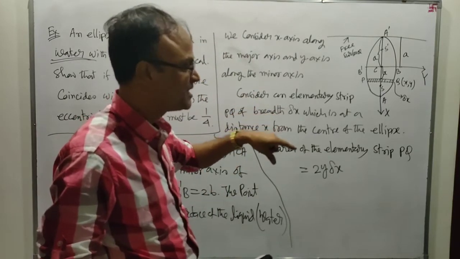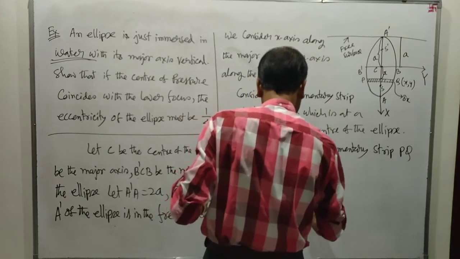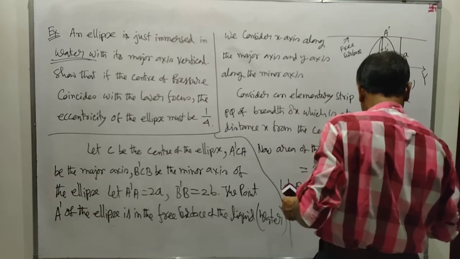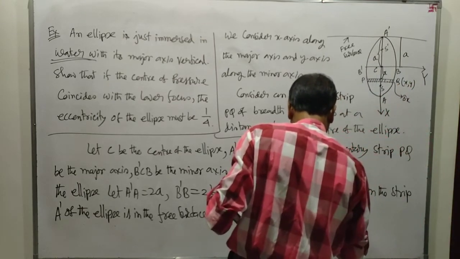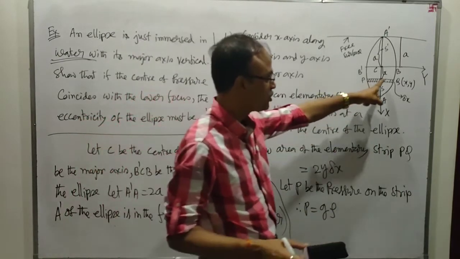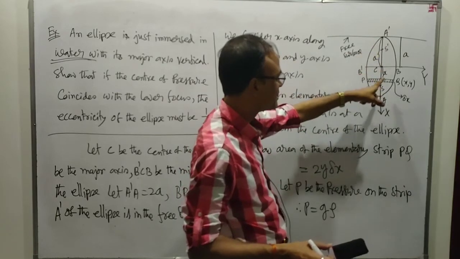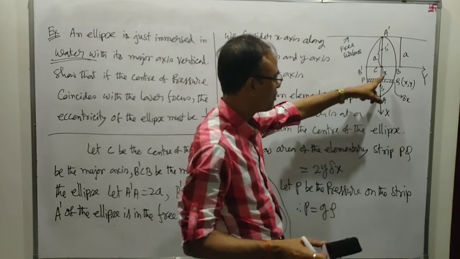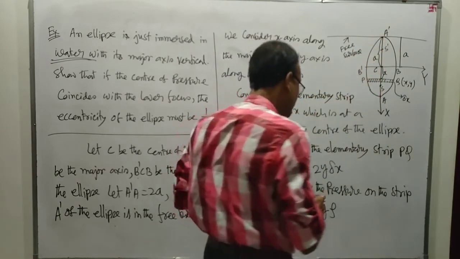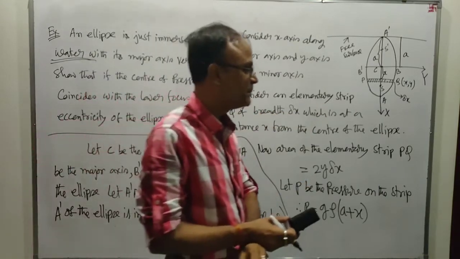Now, pressure on the elementary strip. Let P be the pressure at the strip. Therefore, P equals g rho into the distance of this from the free surface. What is the distance of this? The distance of PQ from the center is x, and from the center to the free surface it is a. Therefore, the distance will be a plus x. Pressure will be rho g into a plus x.